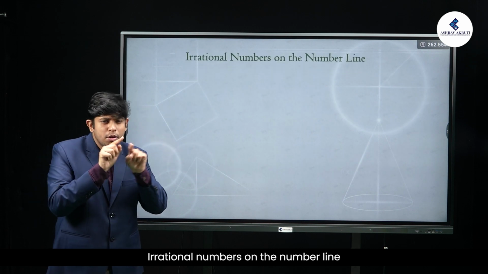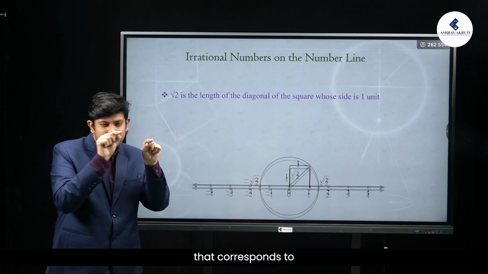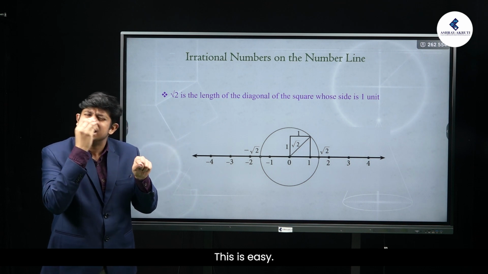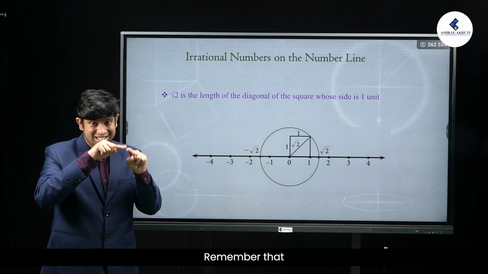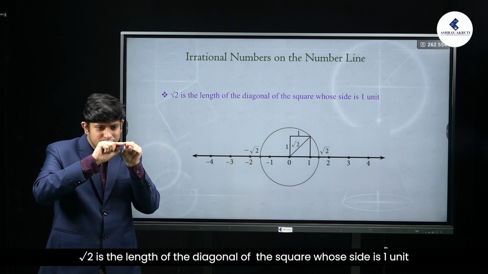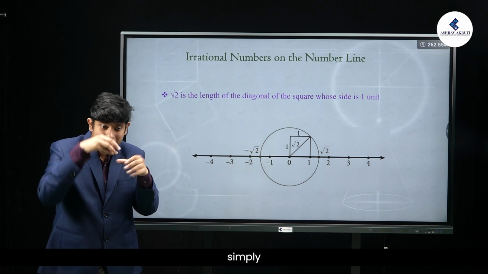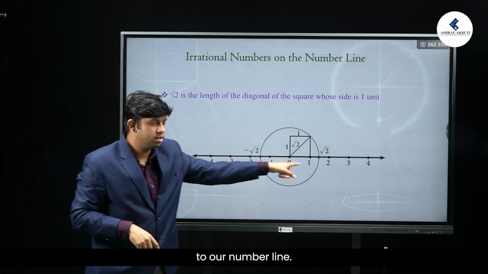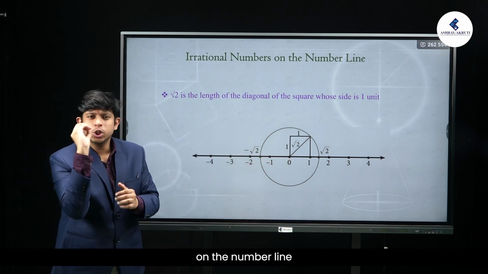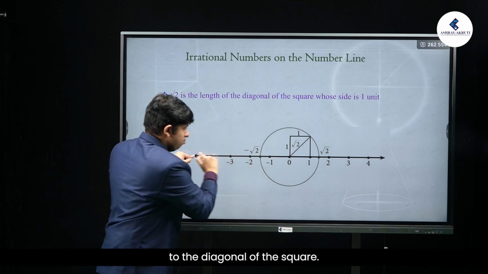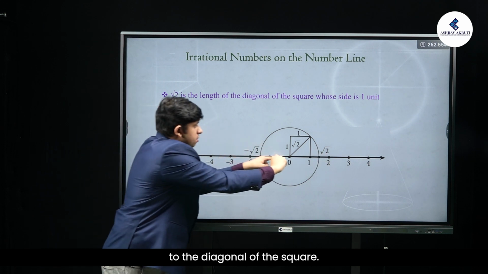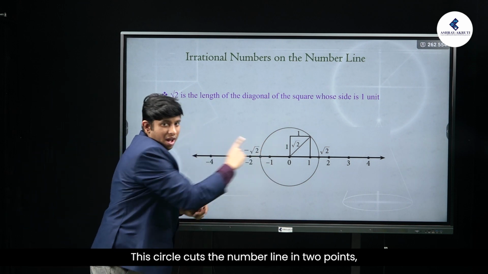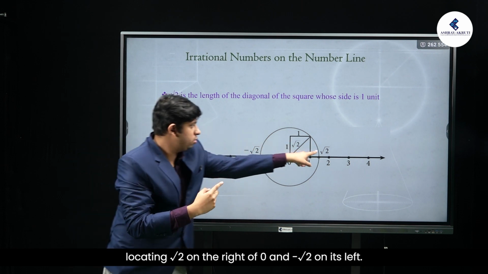Irrational numbers on the number line. Where are the points on the number line that correspond to the irrational numbers? As an example, let us locate root 2 on the number line. This is easy. Remember that root 2 is the length of the diagonal of the square whose side is 1 unit. How? Simply construct a square and transfer the length of one of its diagonals to our number line. We draw a circle with a center at 0 on the number line, with a radius equal to the diagonal of the square. This circle cuts the number line in 2 points, locating root 2 on the right of 0 and minus root 2 on its left.